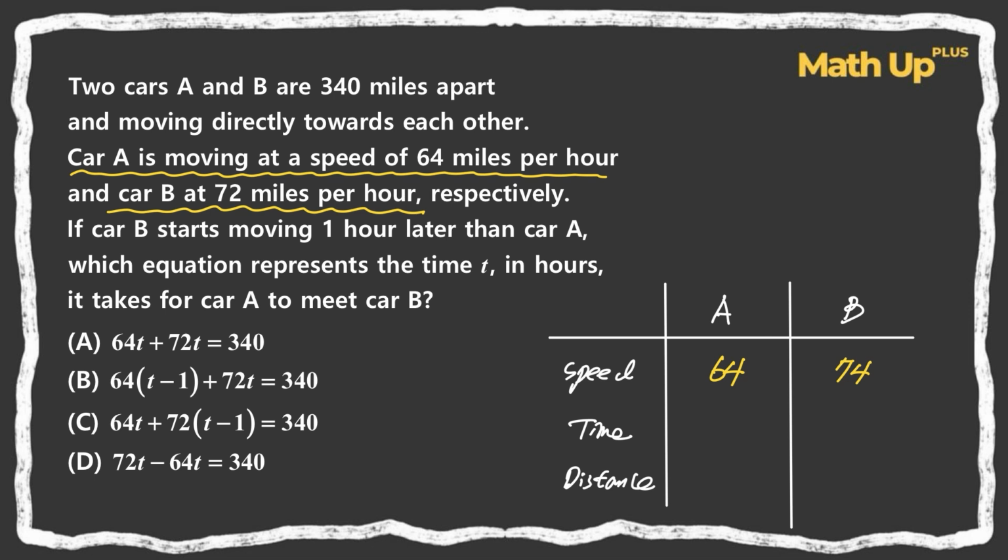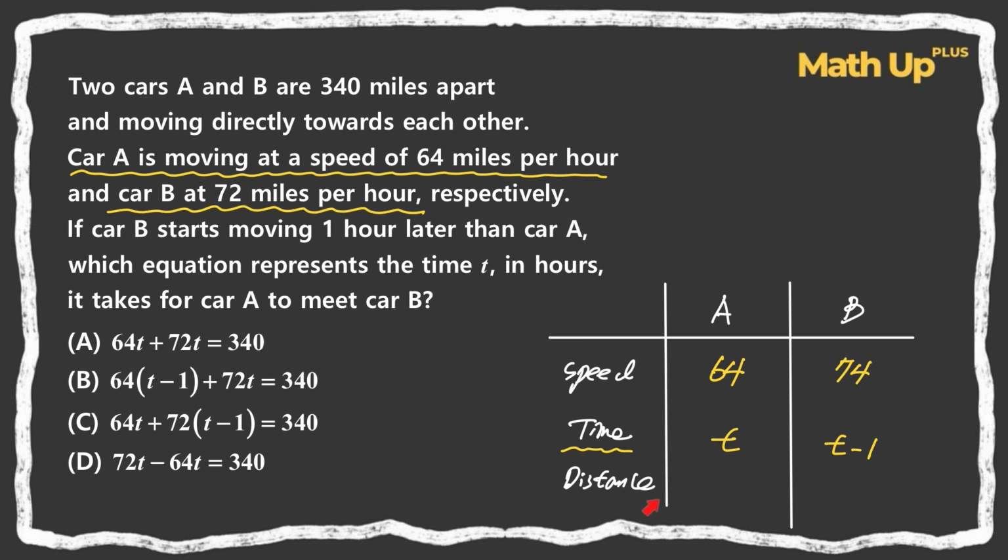And the question is, which equation represents the time t in hours it takes for car A to meet car B? So the time for car A is t, and time for car B is, it says car B starts moving 1 hour later than car A. So the time for car B is t minus 1, right?